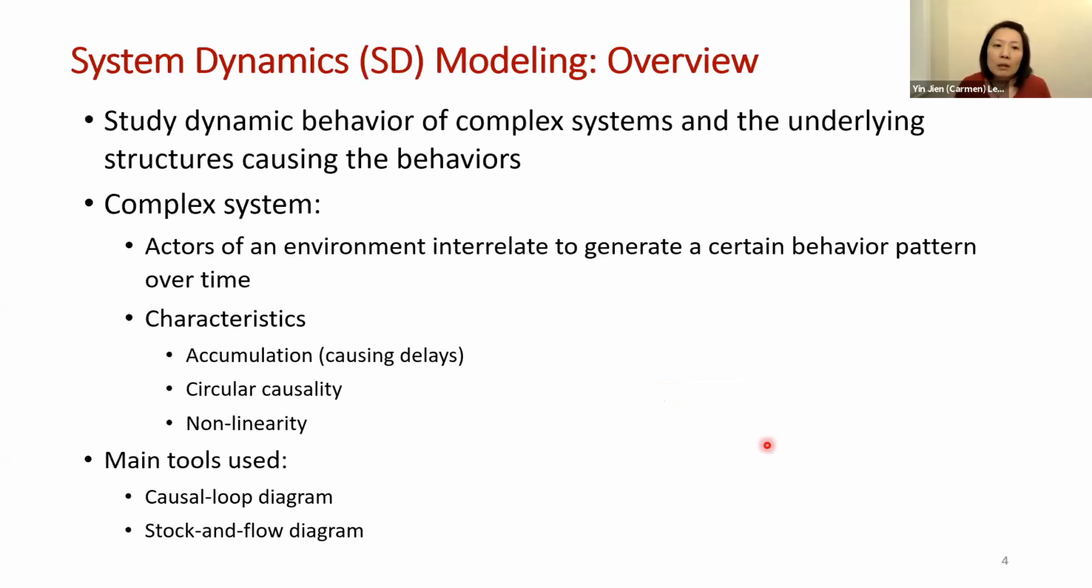System dynamics is a methodology useful in studying the behavior in complex systems and to understand the underlying causes of the behaviors. A complex system is defined as an environment where actors interrelate to generate certain behaviors over time. Some of the characteristics of a complex system are accumulation, which causes delays, circular causality, and non-linearity. The main tools that we use in system dynamics modeling are causal loop diagrams and stock and flow diagrams. I'll share with you some snapshots of these two kinds of tools later on.